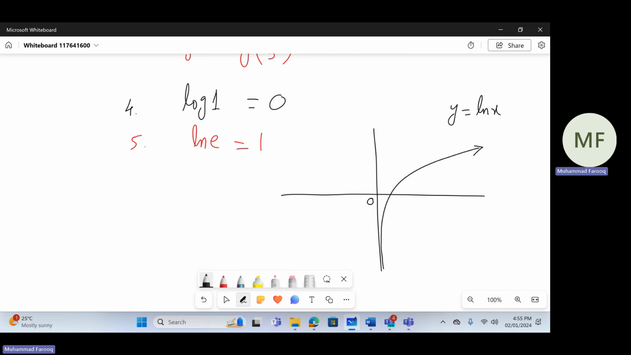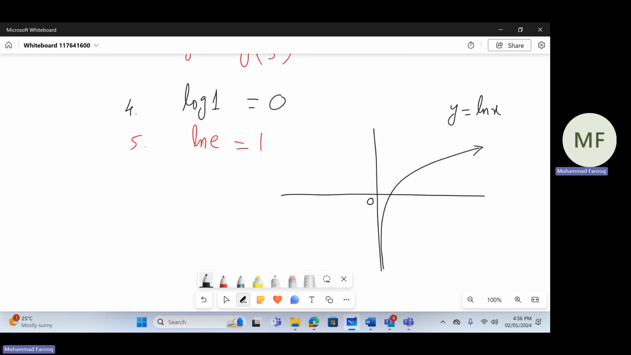You know the asymptote? Which asymptote does log have? Vertical. Look at here. At 0, this is the asymptote. Vertical. The y-axis, x is equal to 0, is the asymptote. And this is which asymptote?